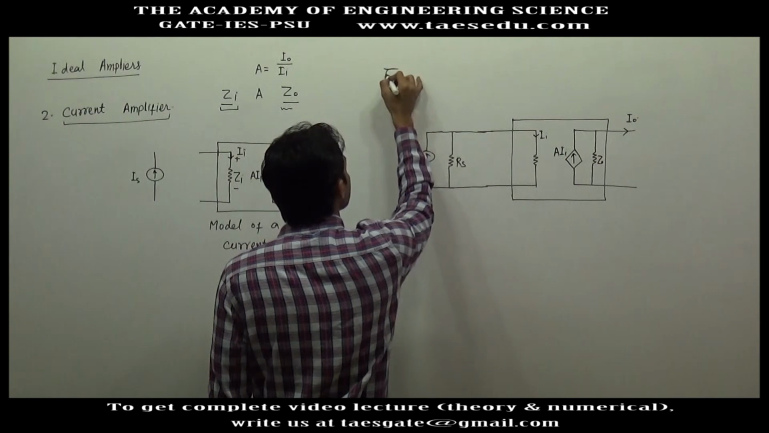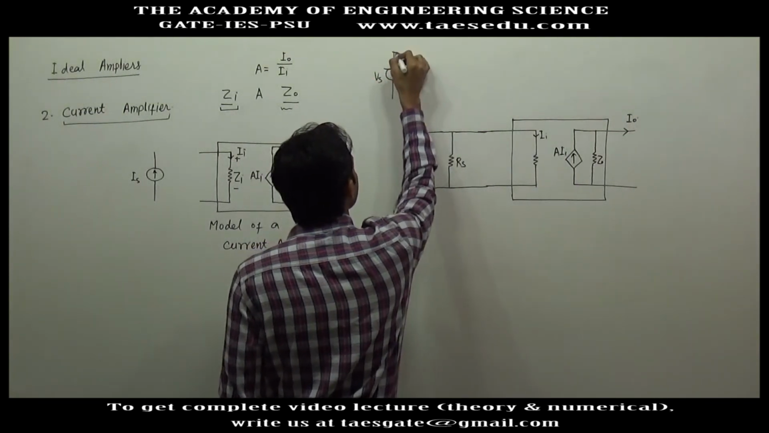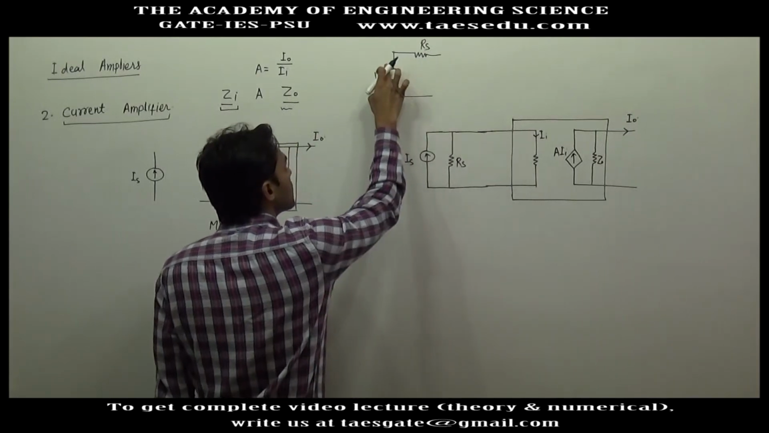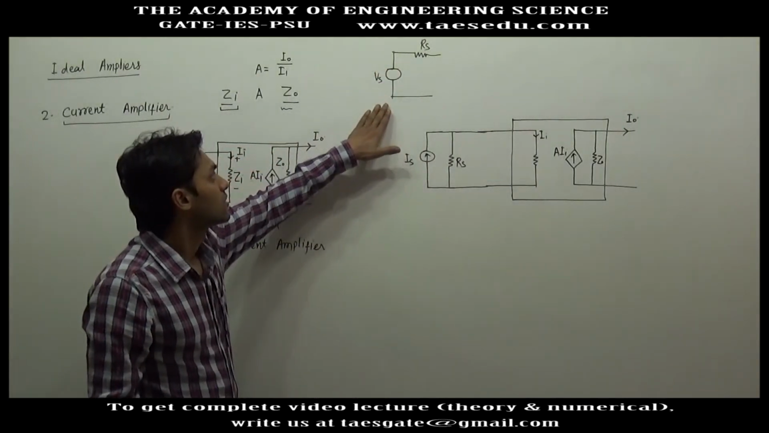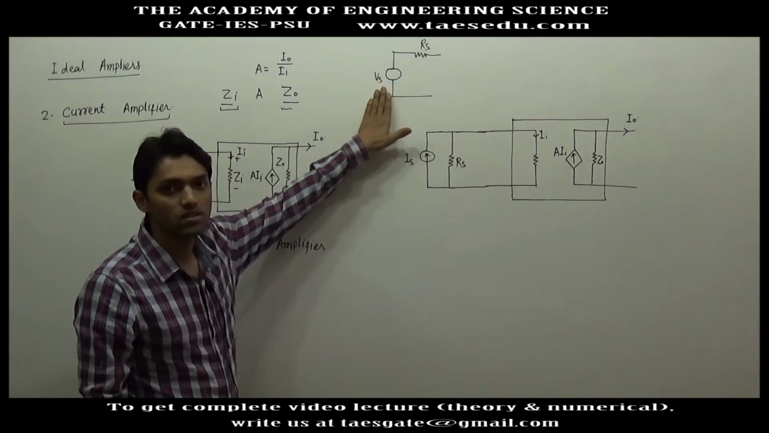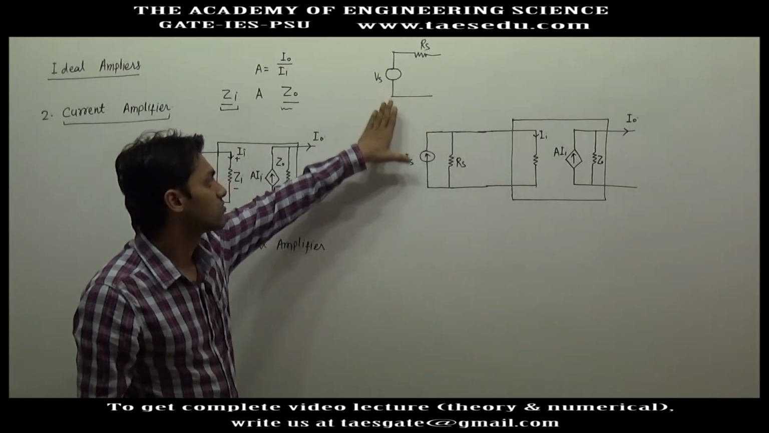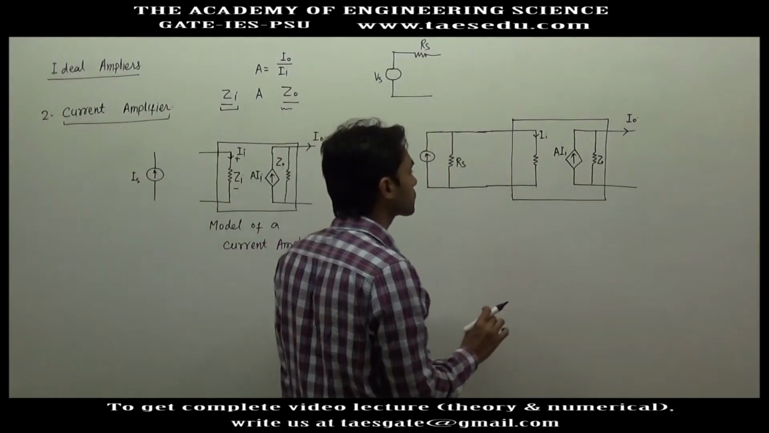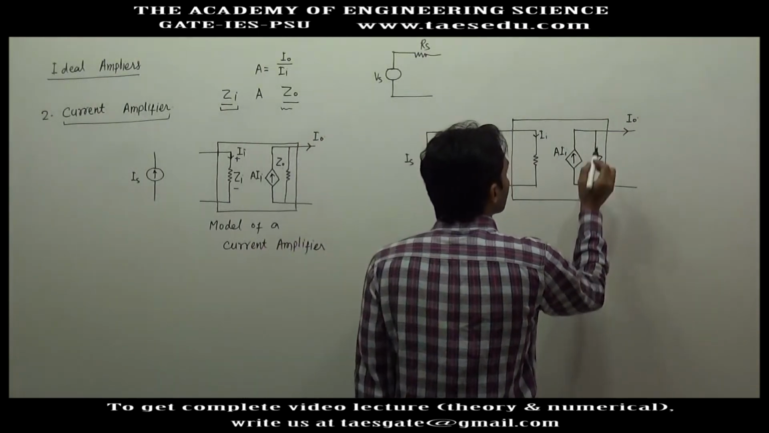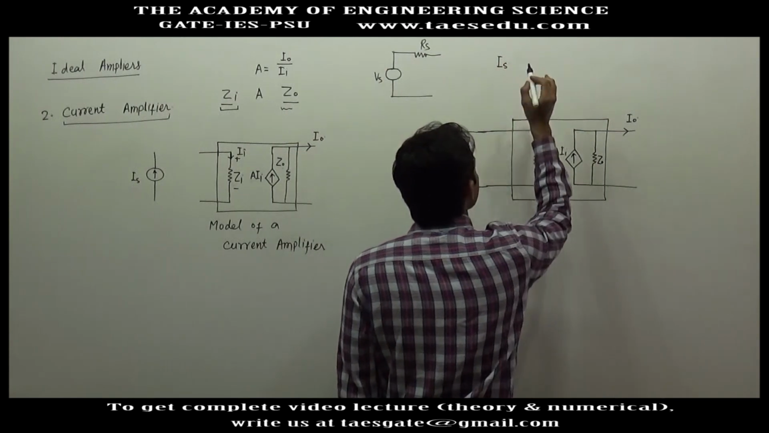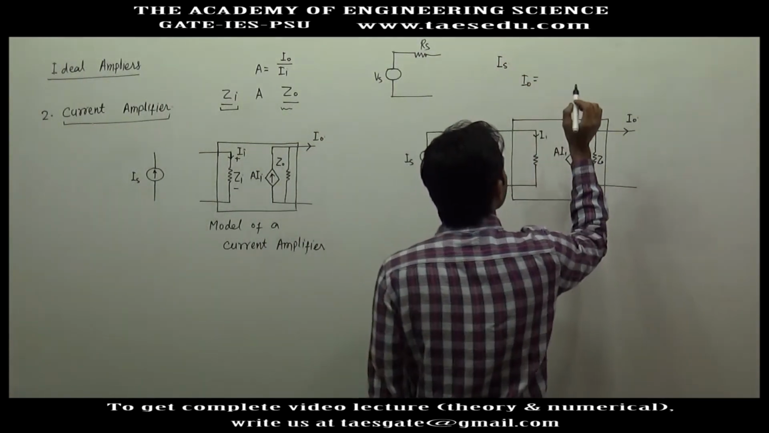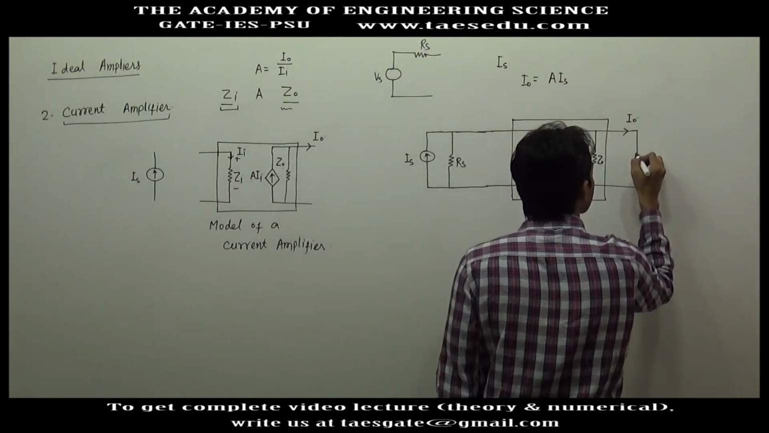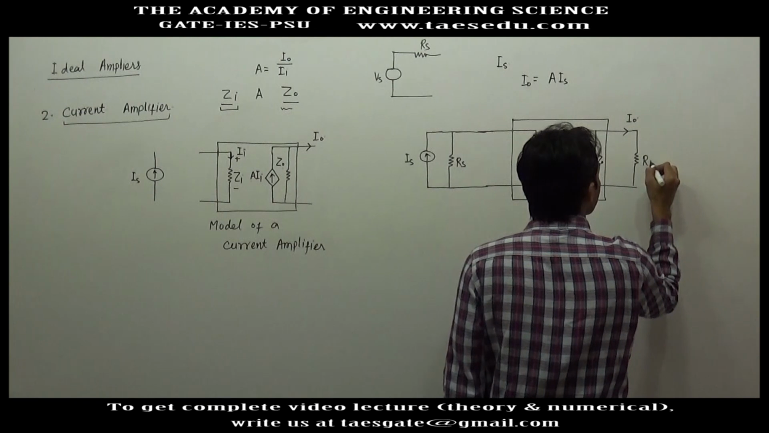In case of a non-ideal voltage source, we have Vs here, and the non-ideal resistance is connected in series. If you want to convert this into a non-ideal current source, you will just take the source transformation. This is a voltage source, you will do the source transformation of this, so you will get a non-ideal current source. Okay, so what do you want? If the source current is Is, in the output what will you expect? You will expect a current of A into Is. Let's say in the output we have a resistance here, load resistance.